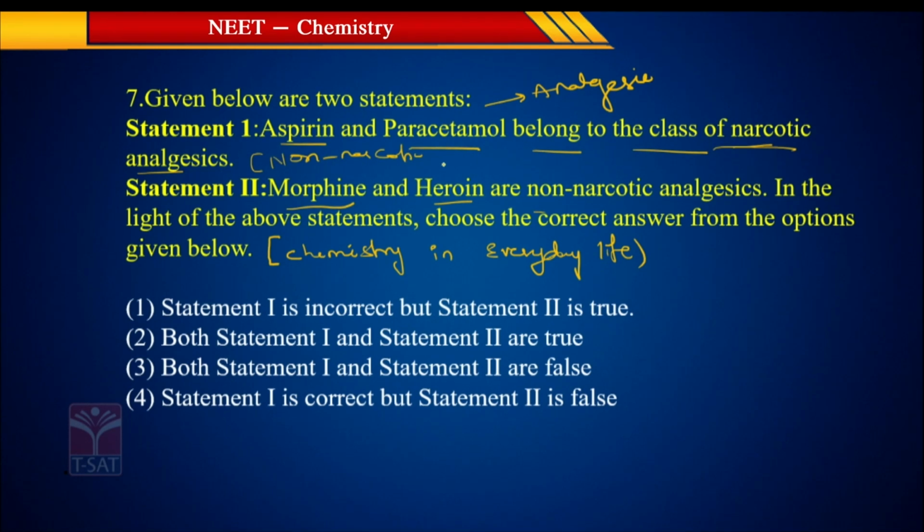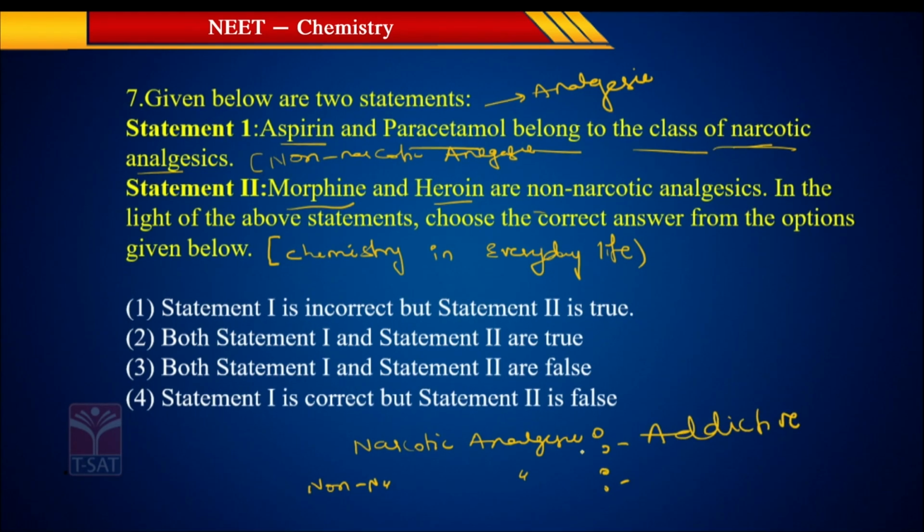What is the difference between narcotic and non-narcotic analgesics? I will write here: narcotic analgesics, non-narcotic analgesics. Both reduce pain, but narcotic analgesics are addictive. You can get addicted to them. But non-narcotic analgesics are non-addictive. So they have given wrong statements. All these are wrong. The first one is non-narcotic, the second one is narcotic. Morphine and heroin are narcotic. Both statement 1 and statement 2 are false. They have given it vice versa.